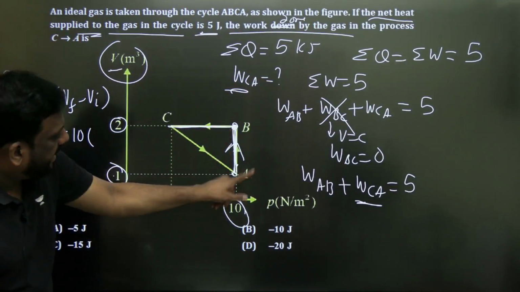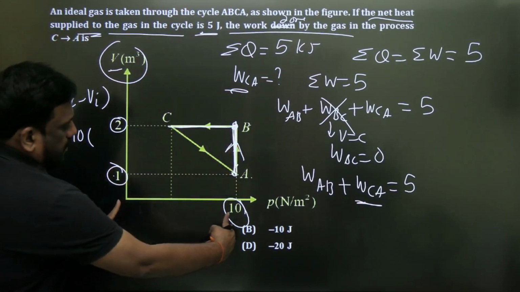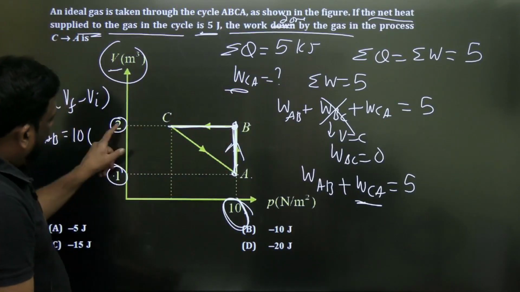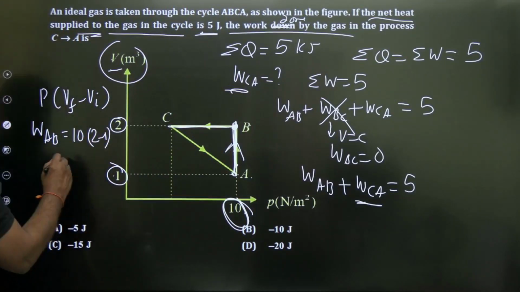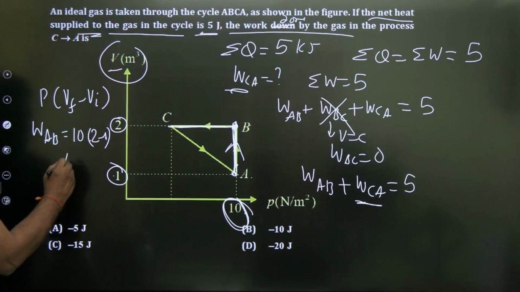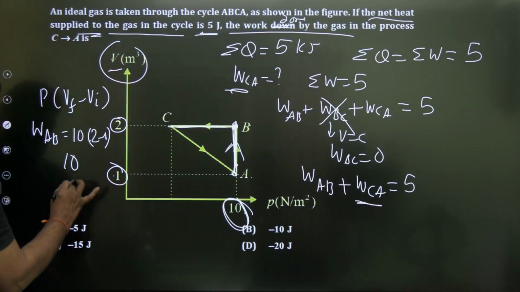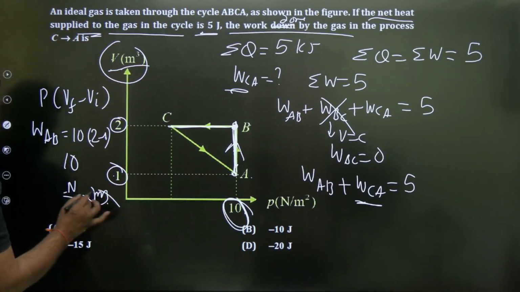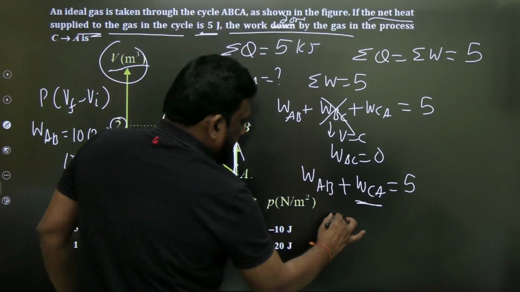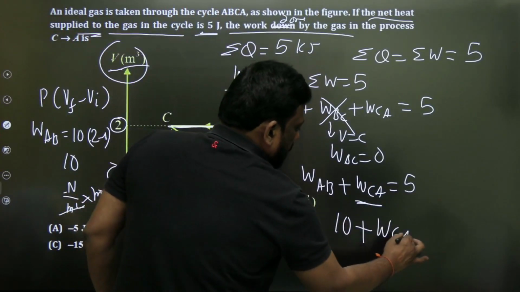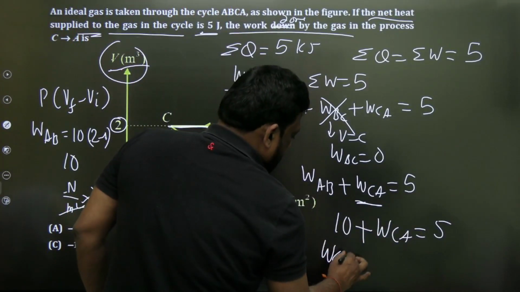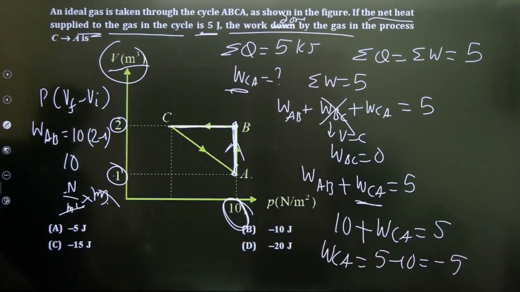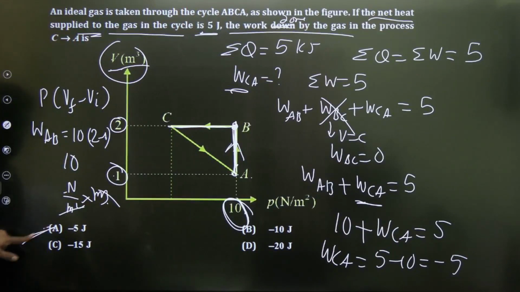So from A to B is a constant pressure process. Initial volume is this, final volume is this. Change in volume is 2 minus 1, which is 1. 10 into 1 is 10. But let us check the unit. Newton per meter square is pressure and the volume is given in meter cube. So Newton meter, so it is joule, 10 joule. So work in AB is 10, plus work in CA, which we don't know, is equal to 5. So work in CA will be equal to 5 minus 10, that is minus 5. Yes, minus 5 joule is the right answer.